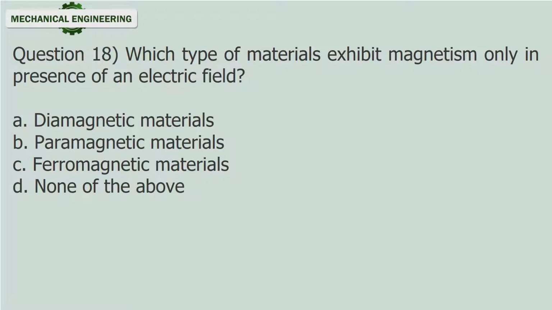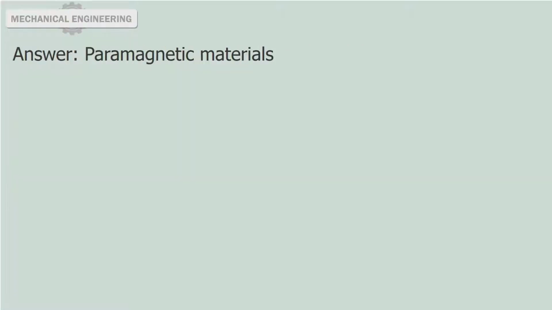Question 18. Which type of materials exhibit magnetism only in presence of an electric field? A. Diamagnetic materials. B. Paramagnetic materials. C. Ferromagnetic materials. D. None of the above. Answer: Paramagnetic materials.